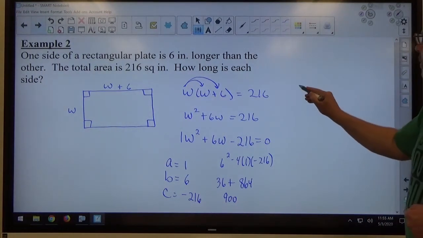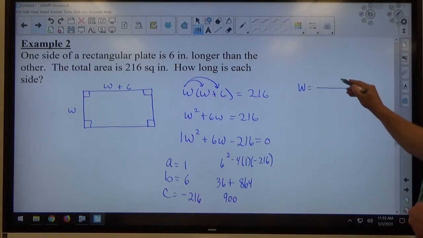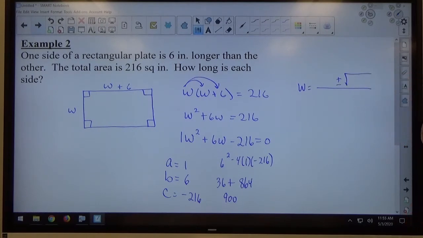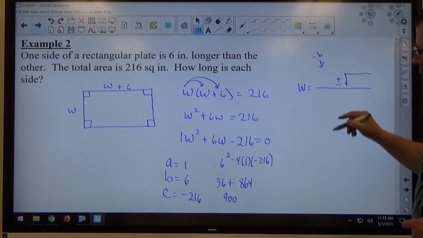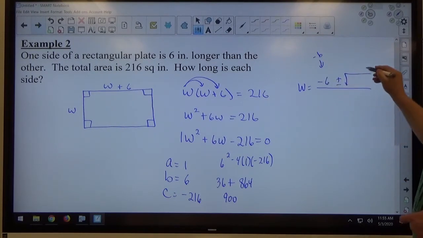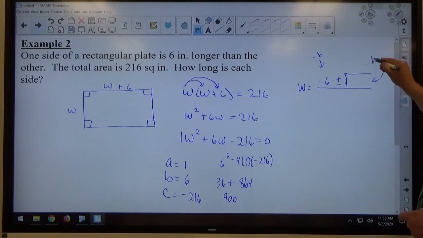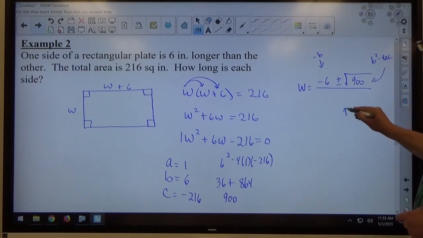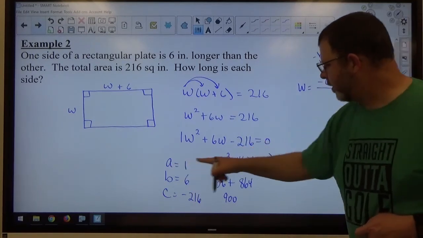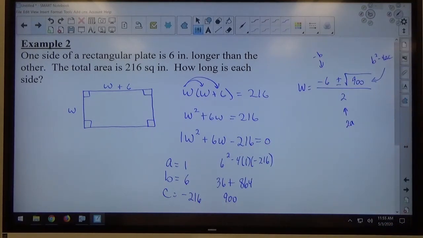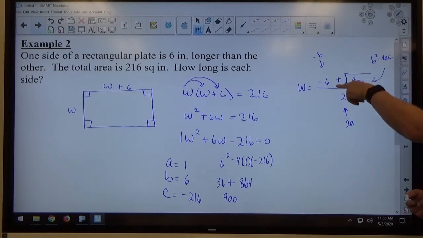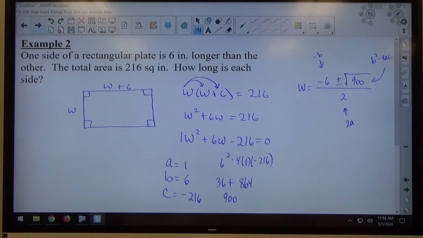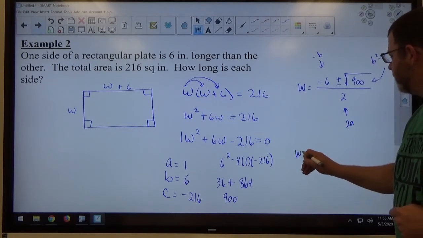So W, because that's the letter we're working with here, equals, I'm going to put my quadratic formula structure in. Negative B goes here, which is negative 6. B squared minus 4AC goes there, which is 900. And 2A goes on the bottom. A is 1, so 2 times 1 is 2. So again, very simple to apply the quadratic formula. Once we found this number, change a sign, double a number, those two are easy. The square root of 900 happens to be 30.